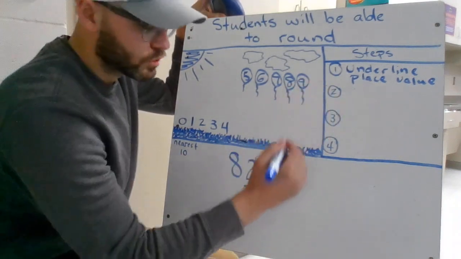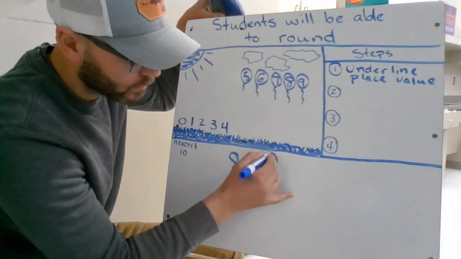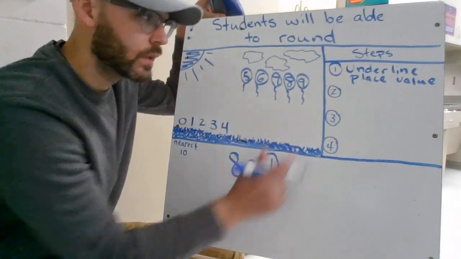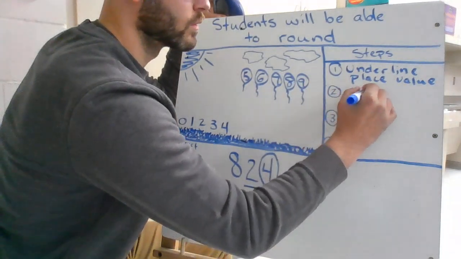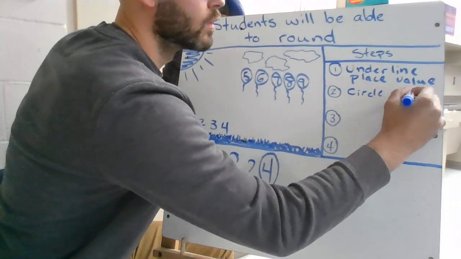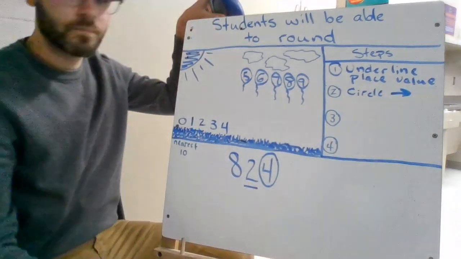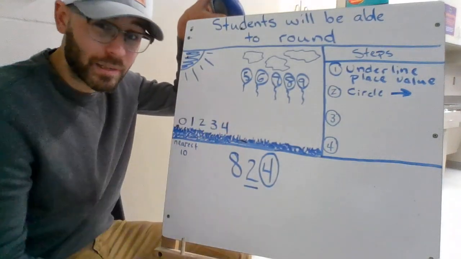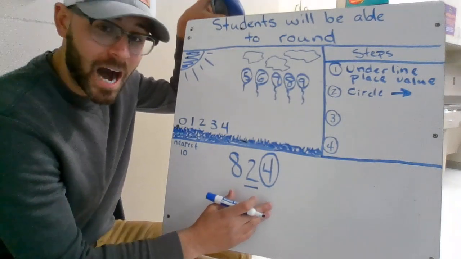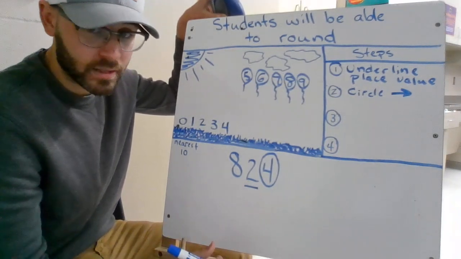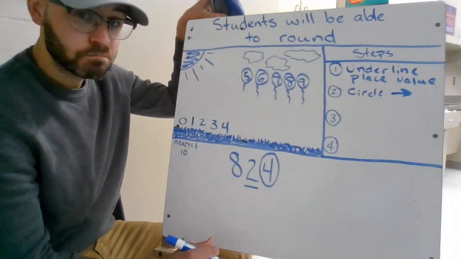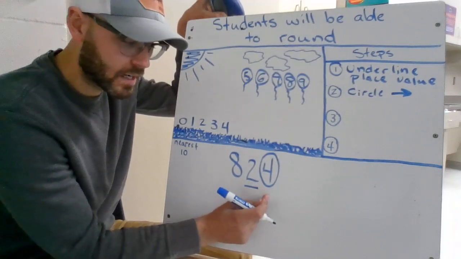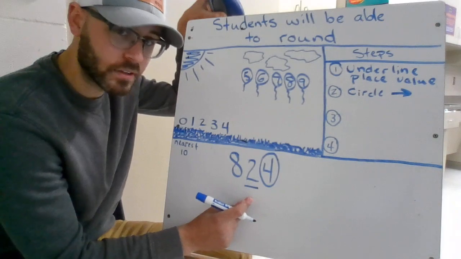Step 2 is circling the friend on the right. So after I underline the place value, the digit that is immediately on the right will be circled. So I'll say circle, arrow pointing to the right. Circle the friend to the right. Now this picture comes into play. The circled friend always decides what the 2 is going to do that day. It might enjoy its day, or it might fly away. The 4 will tell the 2 what to do. The circle will tell the underlined place value what it's going to do.